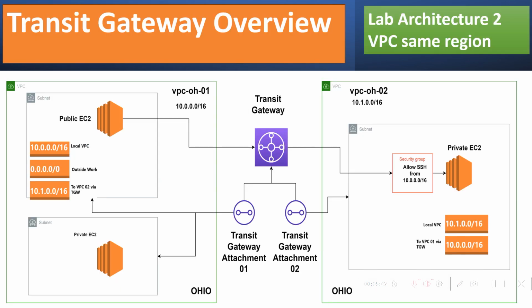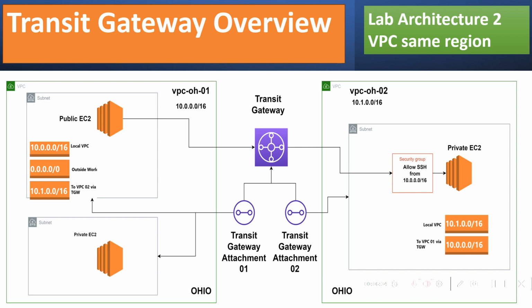So let's talk about today's lab. In today's lab, we are going to connect two VPCs in the same region with the help of Transit Gateway. We'll be deploying two VPCs, 01 and 02. We'll have two EC2 machines in 01, one public and one private. In VPC 02, we will deploy one private machine, and in its security group, we will create a security rule allowing the traffic from the VPC 01 side range.